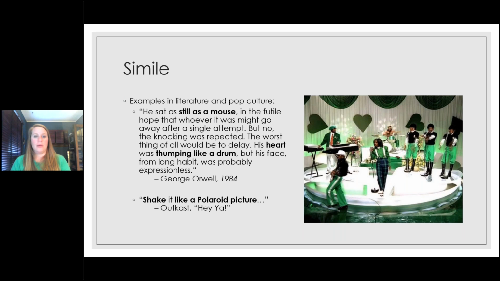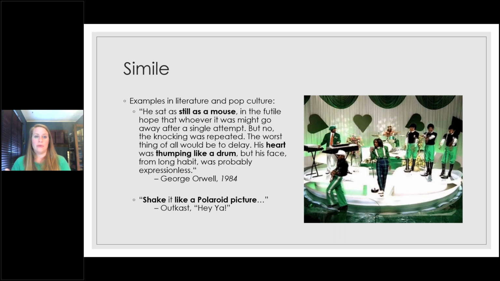Some examples of similes in literature and pop culture can be found on this slide. So in the novel 1984 by George Orwell, there's this passage that says, he sat as still as a mouse in the futile hope that whoever it was might go away after a single attempt. But no, the knocking was repeated. The worst thing of all would be to delay. His heart was thumping like a drum, but his face, from long habit, was probably expressionless.